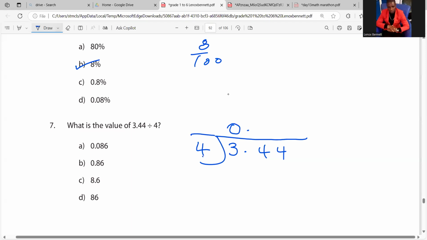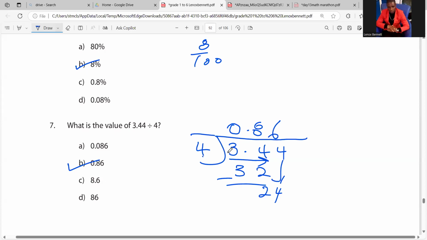So as I said, 4 into 3 we can't, but 4 into 34. How many groups of 4 can get into the 34? 8 times, right? Multiply 4 by 8, 32. Subtract, that leaves 2, carry down the 4. 4 into 24, 6 times. You are indeed correct.